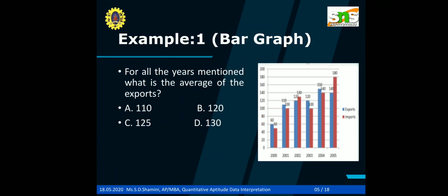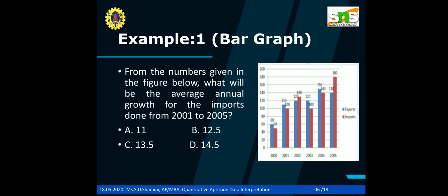The first question is, for all the years mentioned, what is the average of the exports? For that, you have to add all the export quantities and divide by 6. You have to add 60, 110, 120, 120, 150, 140. By adding all these numbers and dividing by 6, you will get the answer as 125. So the correct option is C, and your answer is rupees 125.